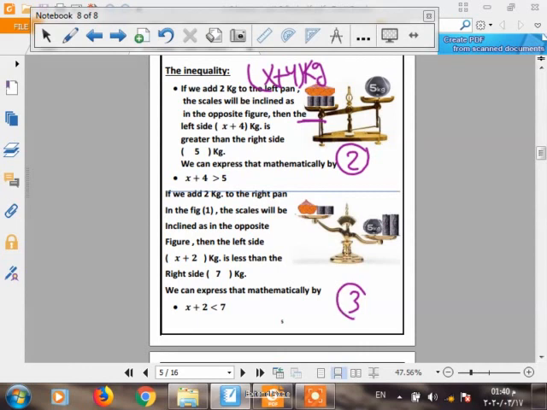On figure number 3, on the left pan, I can see a bag of orange and 2 kilograms, so its weight becomes x plus 2 kilograms. On the right pan, I add 2 kilograms to 5 kilograms. Its weight becomes 7 kilograms. After adding the weight to the right pan, the scale inclined. So we can see that x plus 2 is less than 7.